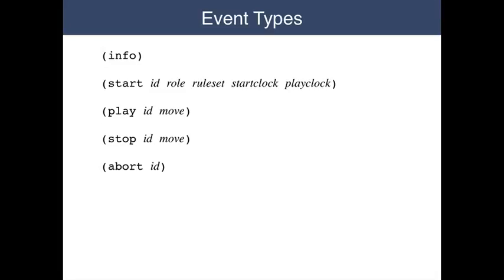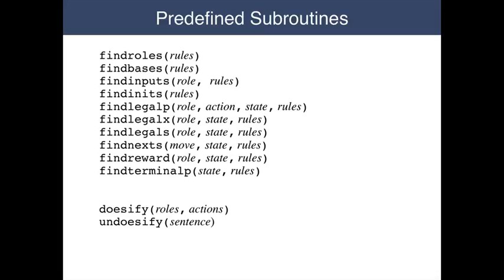There's typically one handler for each type of message: info, start, play, stop, and abort. So that means writing 5 event handlers. In order to make the implementation of these message handlers a little easier, the GGP codebase available on the course website contains definitions for the subroutines shown here. There are subroutines for computing the key components of a game. For example, findroles produces a list of roles in the game. Findinits gives a list of sentences true in the initial state.